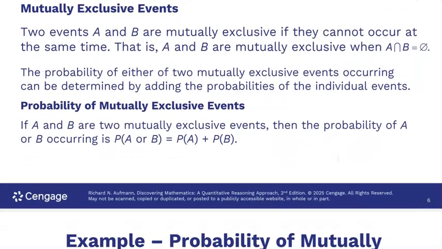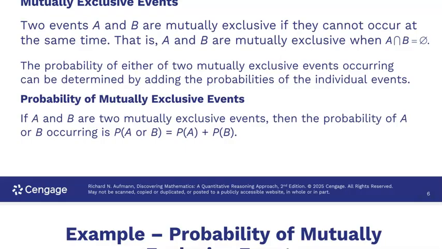So what would our rule look like? If events are mutually exclusive, we have the probability of A or B. The probability of "or" means the probability of A plus the probability of B.